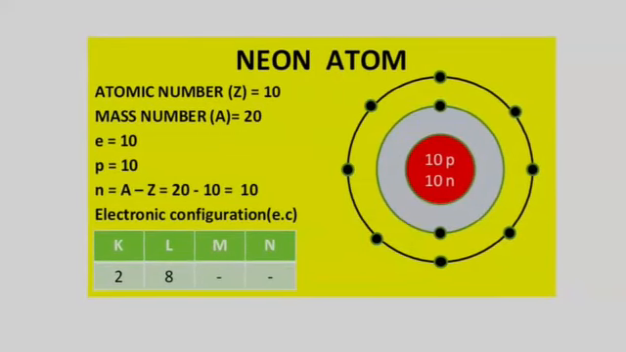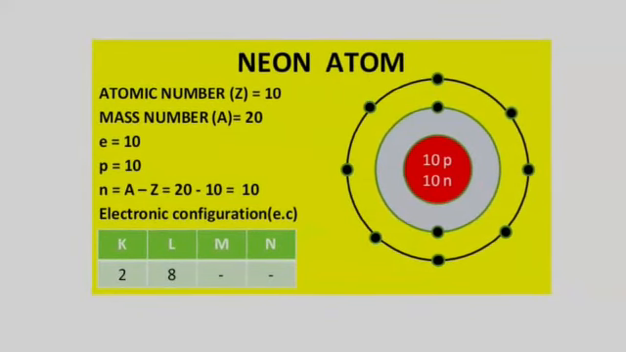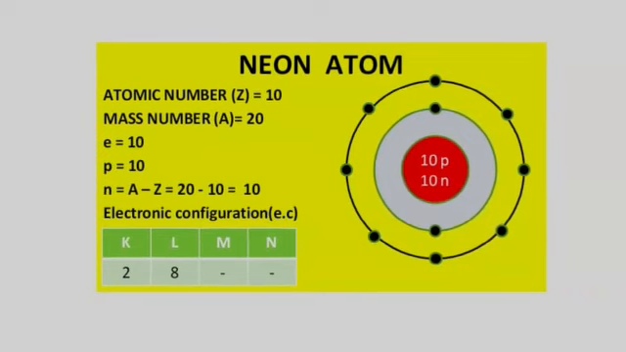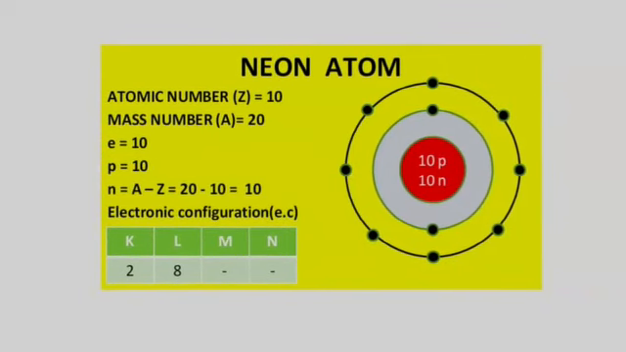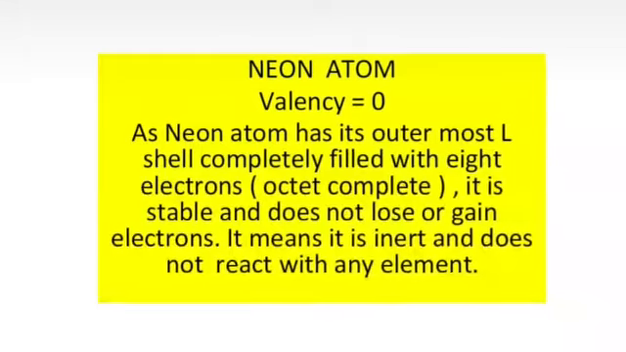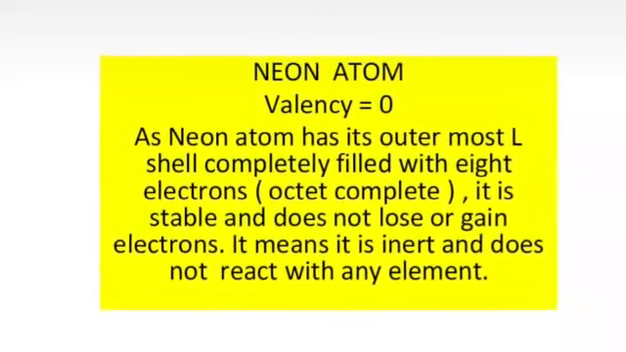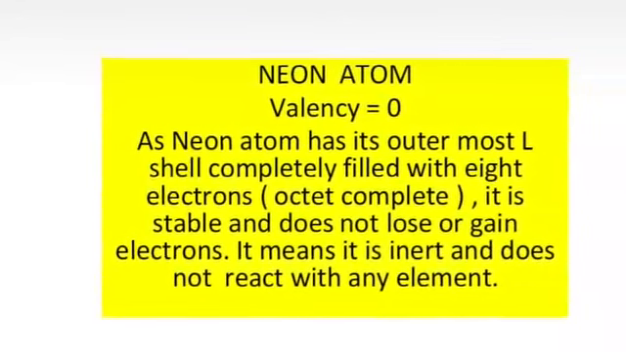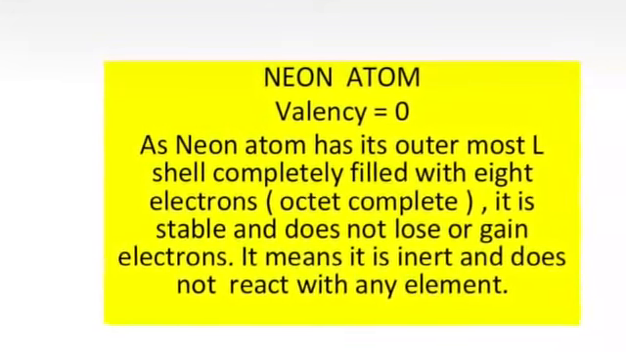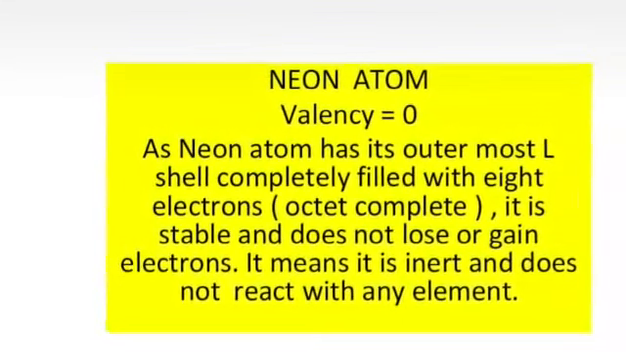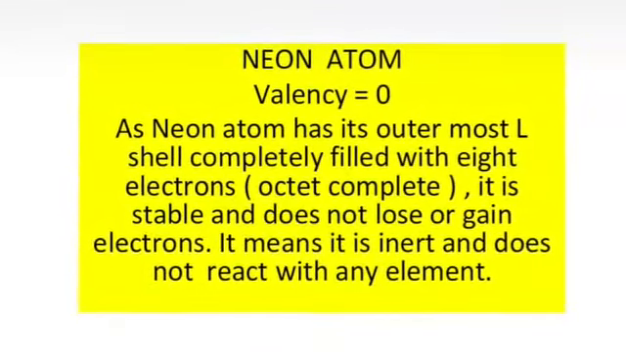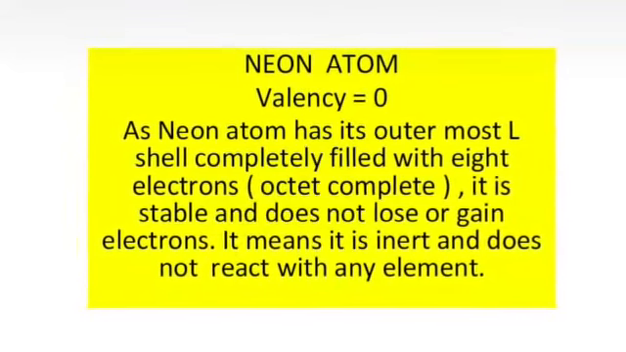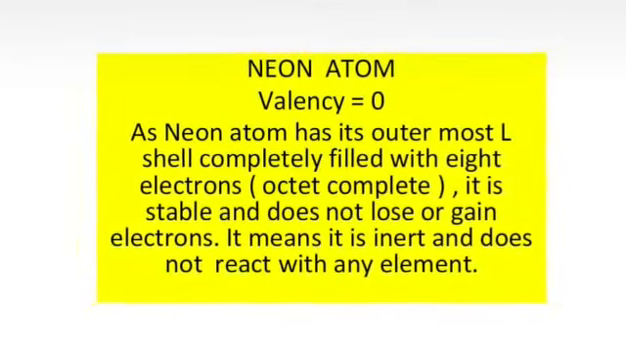Neon atom has completely filled K shell with 2 electrons and L shell with 8 electrons. That means octet in the last shell. It therefore is stable, does not lose or gain electrons. It is inert and does not react with any element. Valency of neon atom is equal to 0.